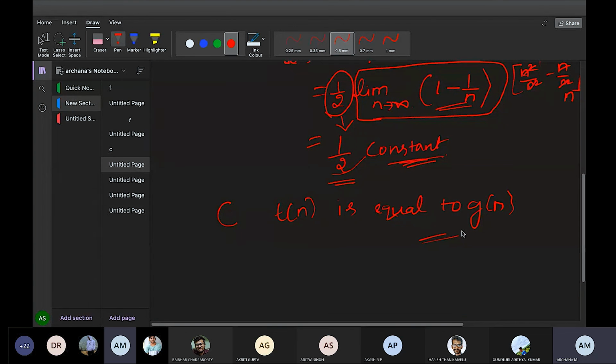Understood? This is how we need to prove it when any two functions are given. You have to take the limits formula, apply t of n divided by g of n, apply the limits, and finally prove this. This is one simple example I told you.